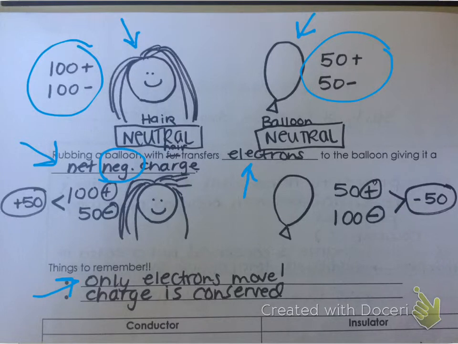So if electrons are moving, let's say I pick 50 electrons that moved over to this balloon. That means I lost 50 electrons on this side, and I gain 50 electrons on this side. That's where we talk about our charge being conserved. So this is a general example to help my students see what happens when charge is transferred, talking about the different properties of protons and electrons, that electrons only move, and that charge is always conserved.